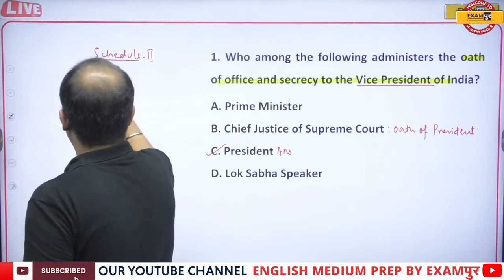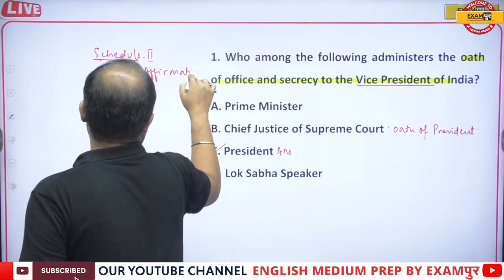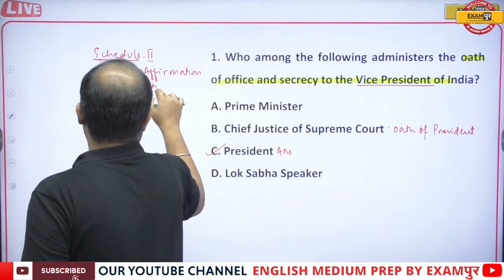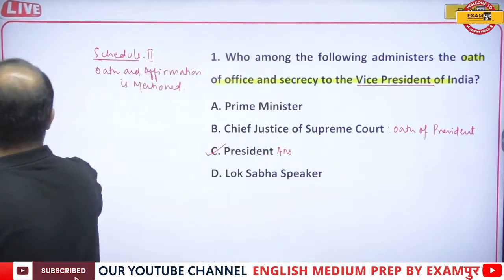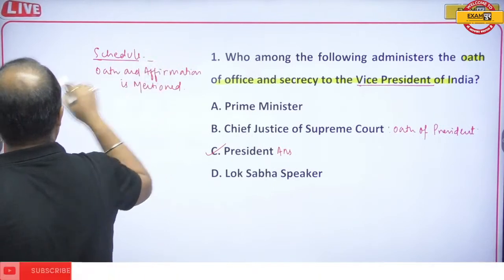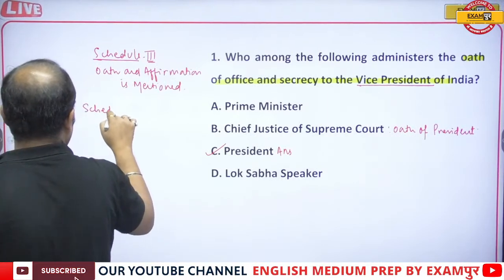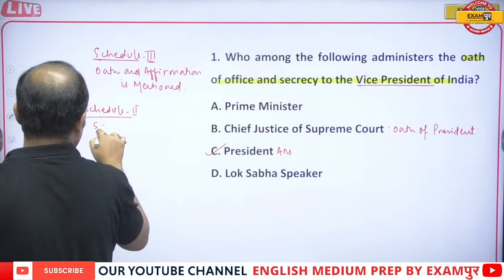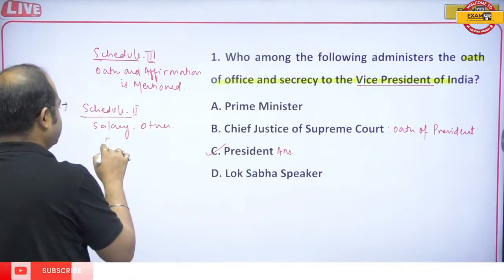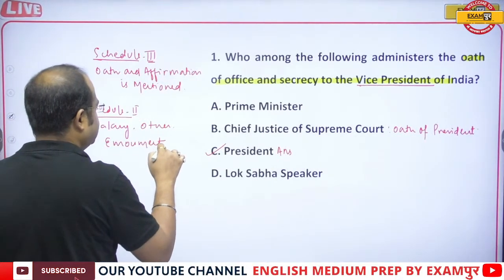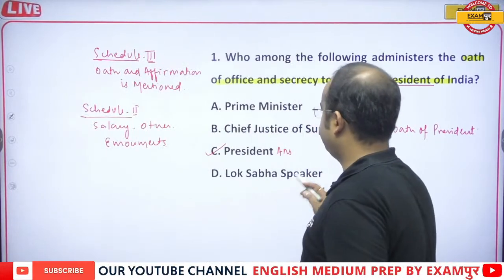In Schedule 3 of the Indian Constitution, the oath and affirmation is mentioned. Schedule 2 is related to salary, pension and other emoluments. Schedule 3 mentions the oath and affirmation, and that is by the President of India.